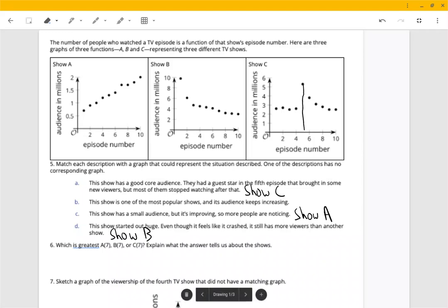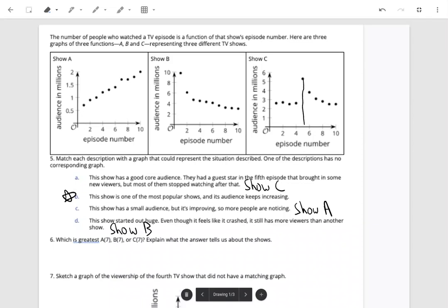Okay. So the one that doesn't have a corresponding graph is this one right here. So we matched all the ones that we could.